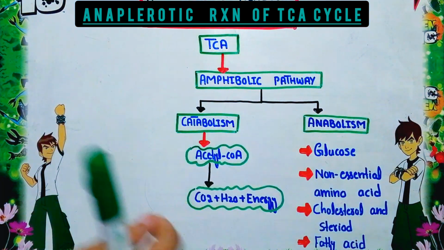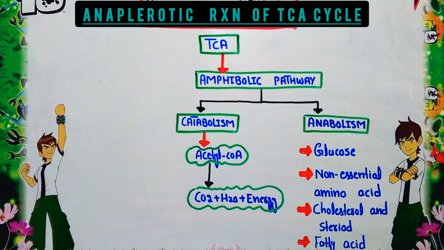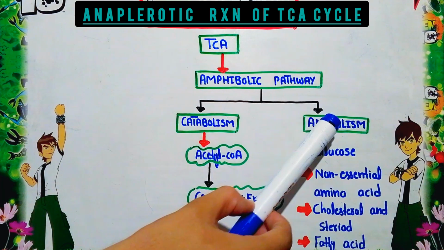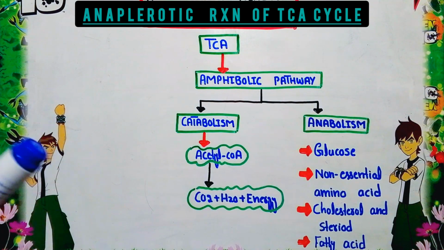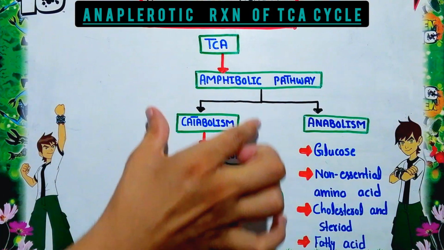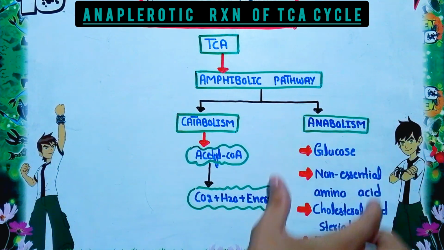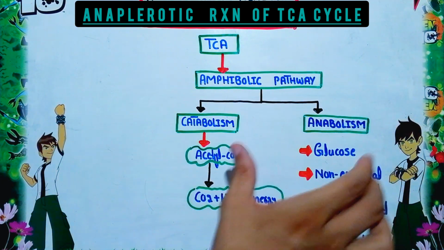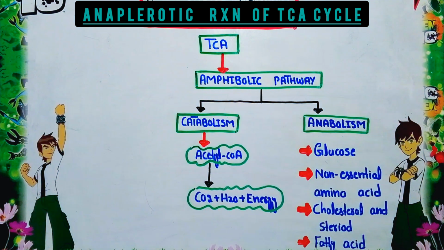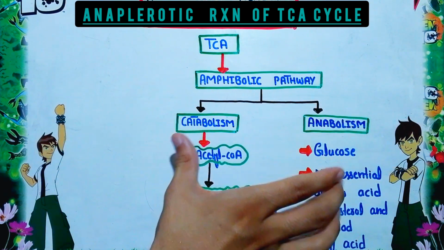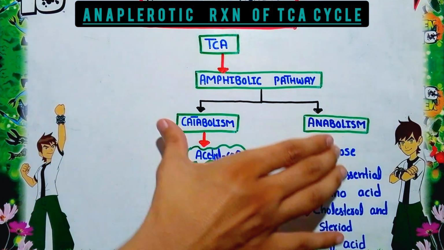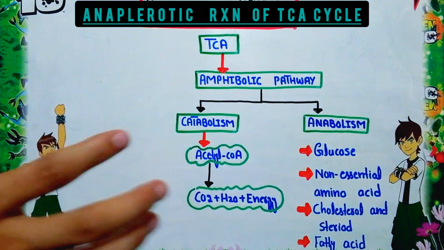Now another type of reaction also occurs in this TCA cycle or Krebs cycle. This type of reaction is called anabolic reaction. So what is anabolic reaction? Simply, anabolic reaction means that type of reaction where the synthesis of the molecule occurs. You can see here the breakdown of the molecule occurs in the TCA cycle, that's why it is called a catabolic pathway, while here the synthesis of the molecule occurs, so that's why it is called an anabolic pathway. Both these types of reaction occur in this TCA cycle, so that's why this TCA cycle is called an amphibolic pathway.